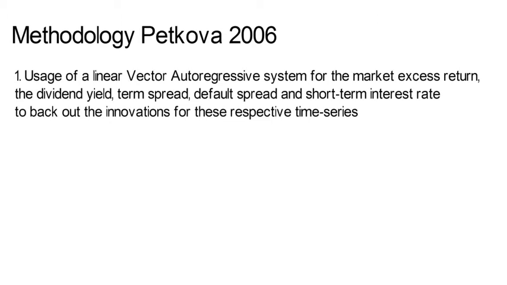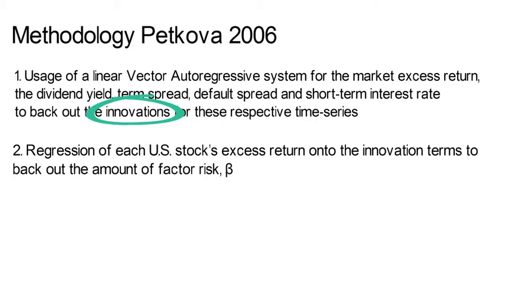Methodology-wise, Petkova uses a linear vector autoregressive system for the market excess return, the dividend yield, the term spread, the default spread, and short-term interest rates to, and now importantly, back out the innovations, which means the epsilons, for these respective time series. Next, she regresses each US stock's excess return onto the innovation terms that she just backed out in order to find the factor risks beta.